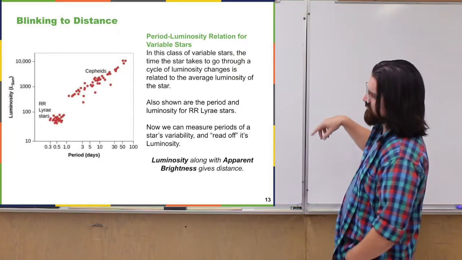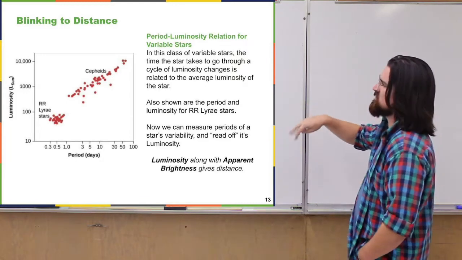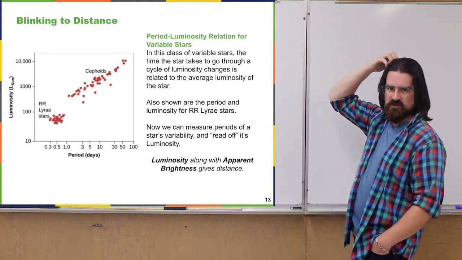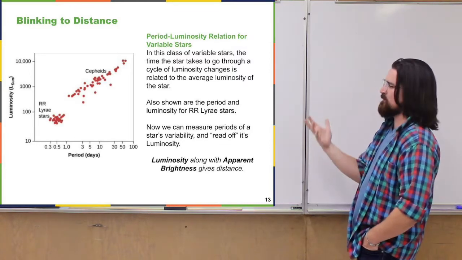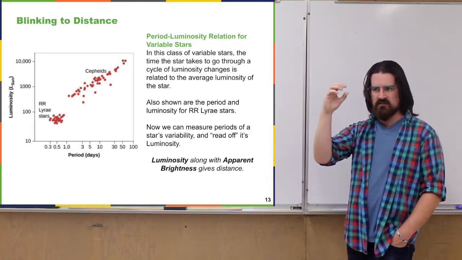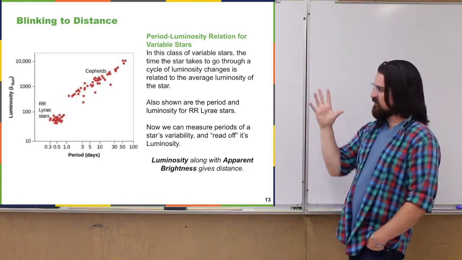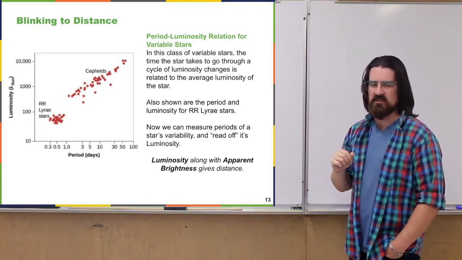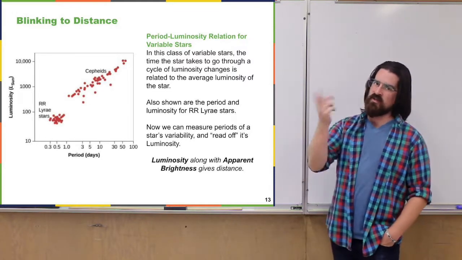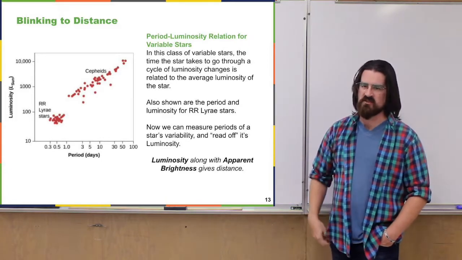Or you go all the way out to like 50 or 60 days or so, a period that long, 10,000 times the luminosity of the sun. So again, very powerful thing, just measuring the period of how long it goes through this bright, dim, bright again, how long that takes, now directly can tell us the luminosity of those stars. And again, luminosity, along with how bright they appear to us, gives us distance.